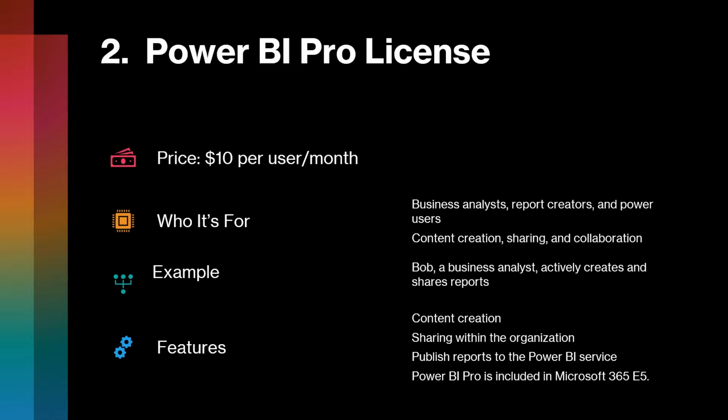If I talk about the features, I have listed a few of them. The first is content creation, the second is sharing within the organization, and the third is publishing reports to the Power BI service. These features are possible in the case of the Power BI Pro license. The most important feature is that Power BI Pro basically comes with Microsoft 365 E5. So in case you already have a Microsoft 365 E5 license, you need not purchase the Power BI Pro license separately. So this is all about the Power BI Pro license. Let's discuss another license.